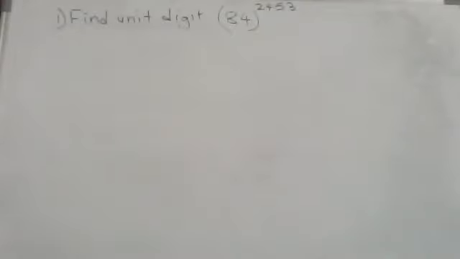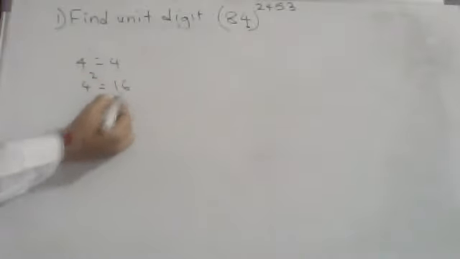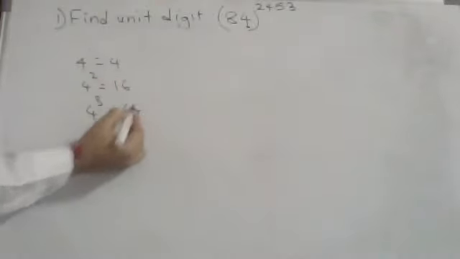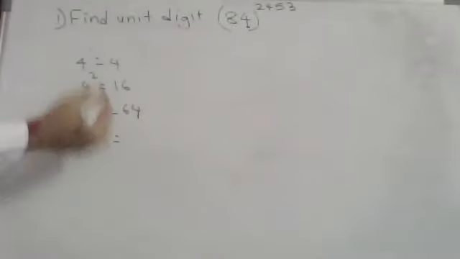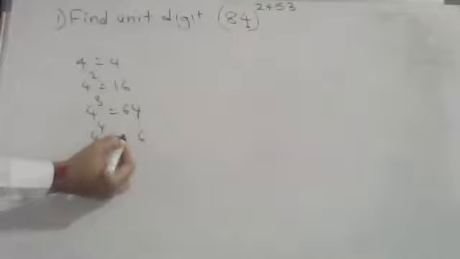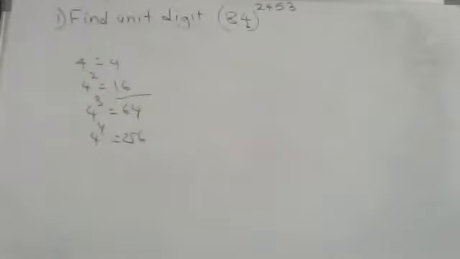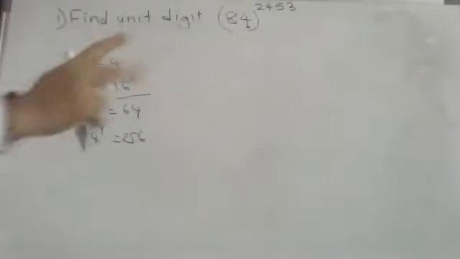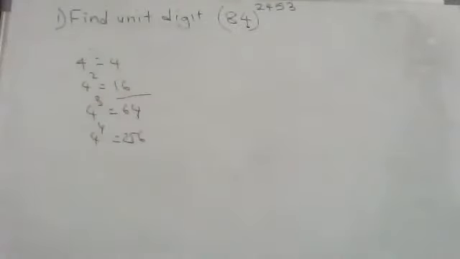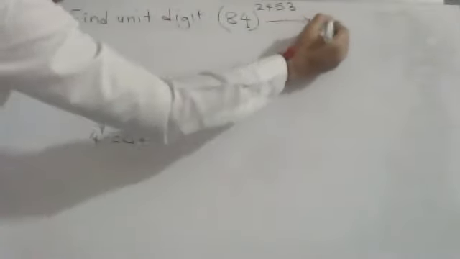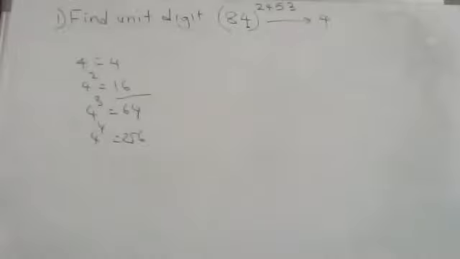Now what do we have to check? 4 raised to 1, 4 raised to 2, 4 raised to 3, 4 raised to 4. Now 4, 6, 4, 6, definitely that is 256. After how many intervals is the number repeating? The number is repeating after 2 intervals. So divide 2453 by 2. When you divide, the remainder is 1. Remainder 1, so your answer is that the unit digit is 4. Clear?